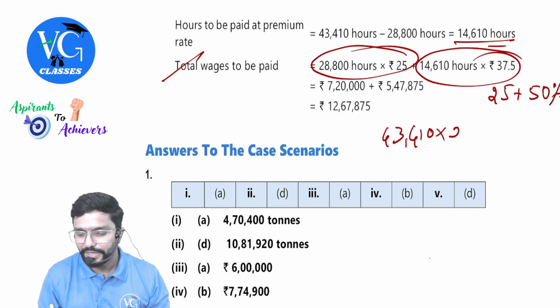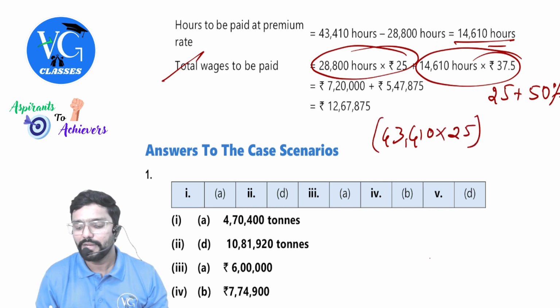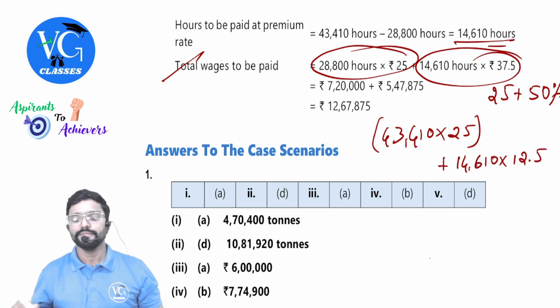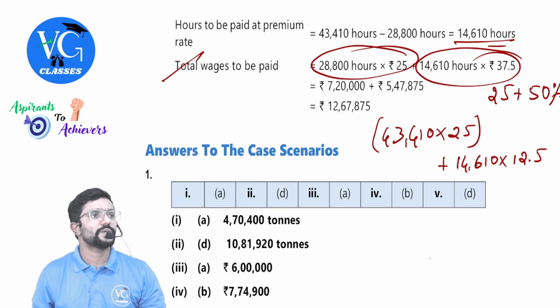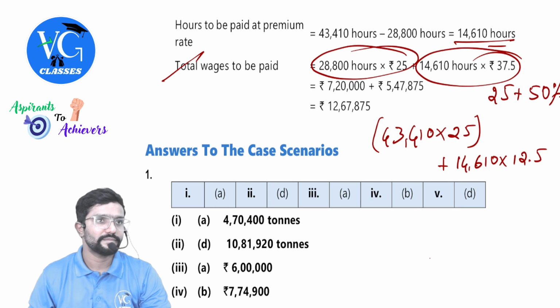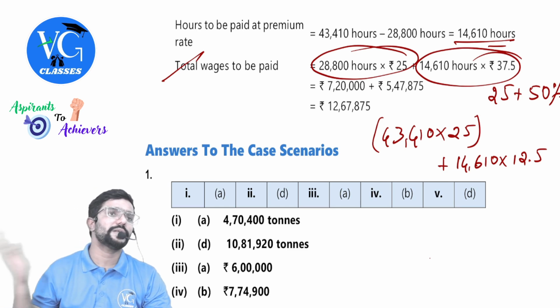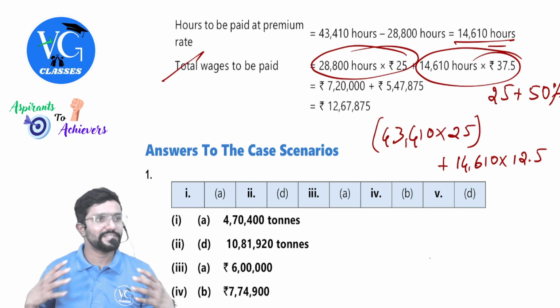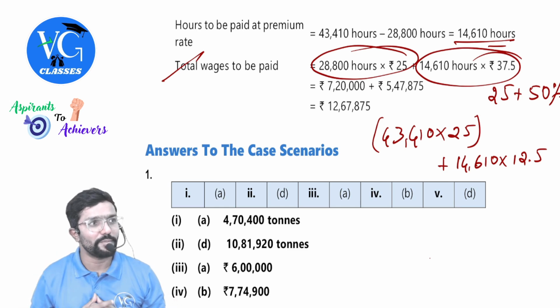43,410 into 25, that is normal payment. Plus premium. Premium is for how many hours? 14,610 into 12.5. You will get the same, guys. So premium part I am showing separately. Normal wages I am showing separately. Is that clear? Yes. So these are our practical problems, guys.